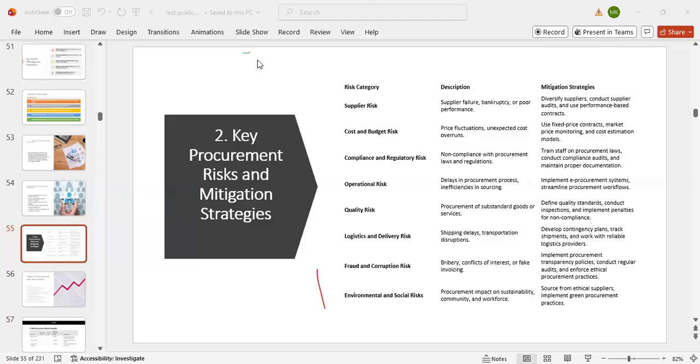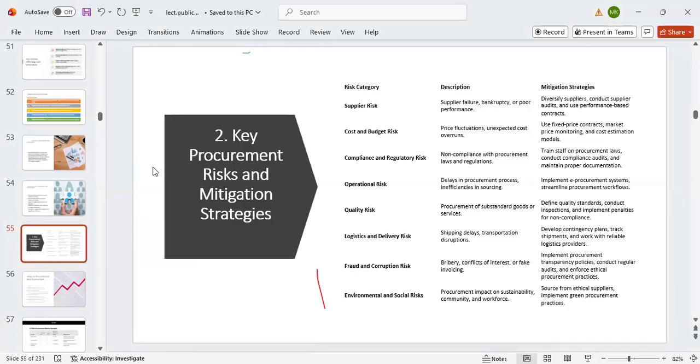If it is a logistics and delivery risk, what do you do? You develop a contingency plan, track shipments, and work with a reliable logistics provider. So all of them are there with the key strategy to adopt to mitigate them. You can read them.